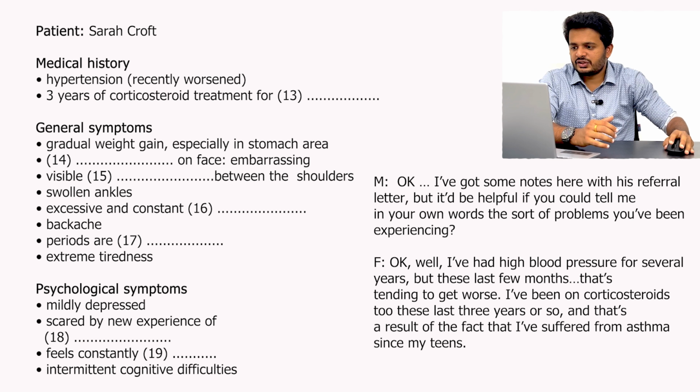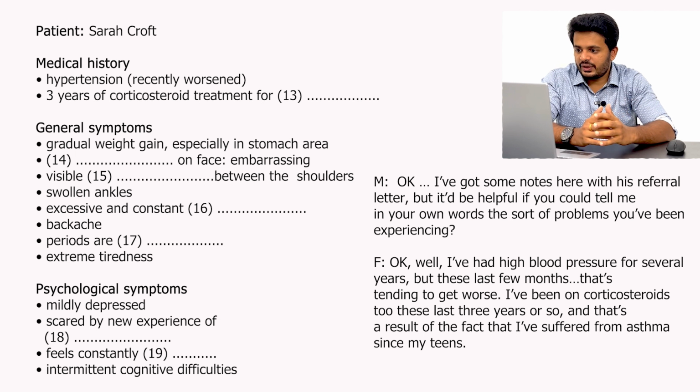So by reading the script, we can get to know that the patient has had blood pressure for several years. That is already mentioned in the bullet point. And it says that that's tending to get worse. That is also mentioned. Then comes our answer. I have been on corticosteroid too these last 3 years or so, and that's a result of the fact that I have suffered from asthma since teens.